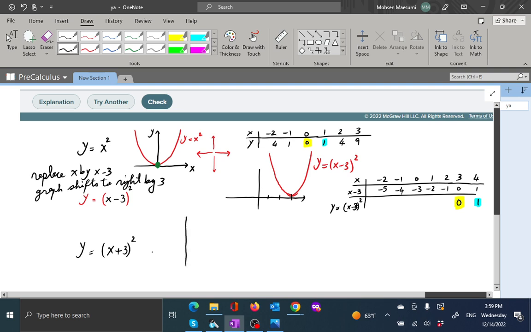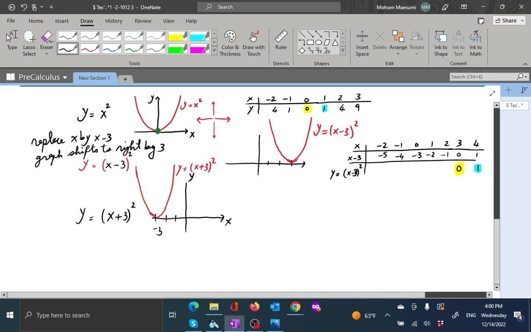So the picture is going to look like this. So this is x, this is your y, -1, -2, -3, and my picture is going to be a parabola that goes up like that. So this is a graph of y is equal to x plus 3 squared. So to abbreviate, we say adding a 3 is equivalent to a shift left by 3 units.